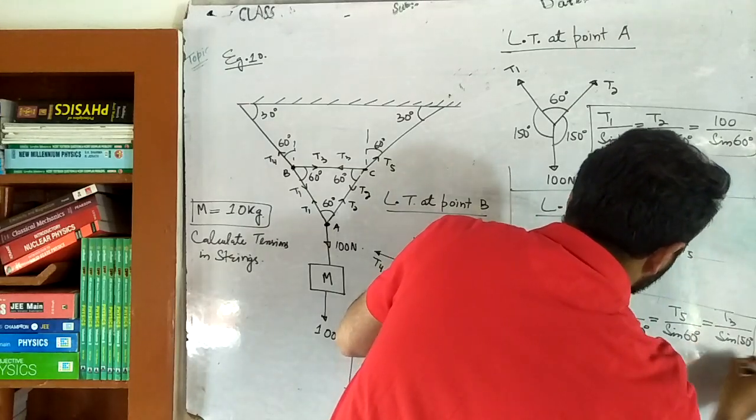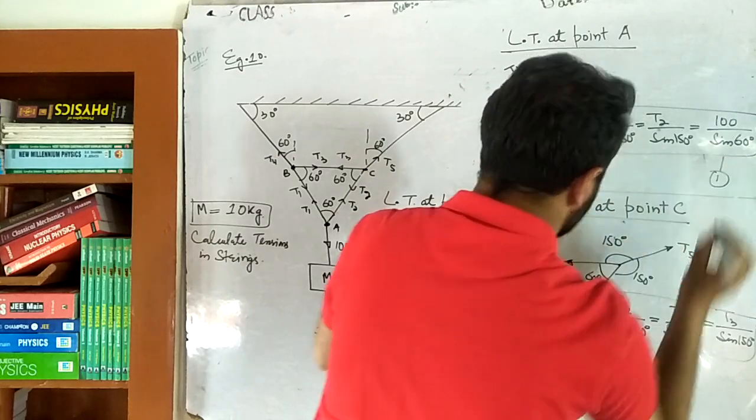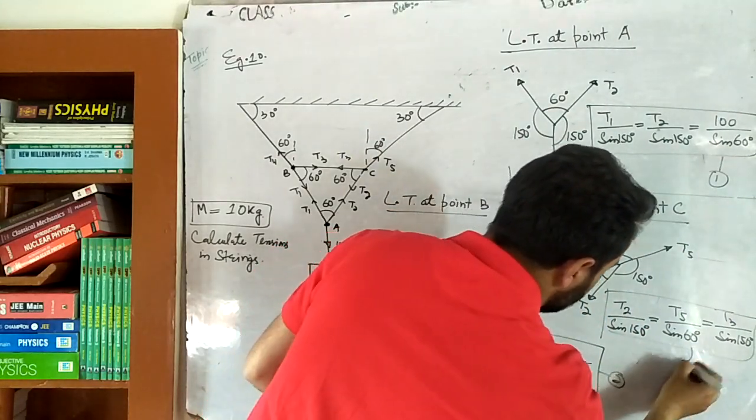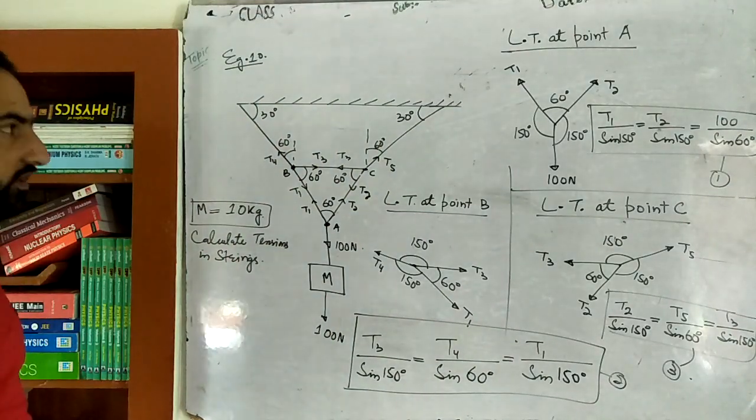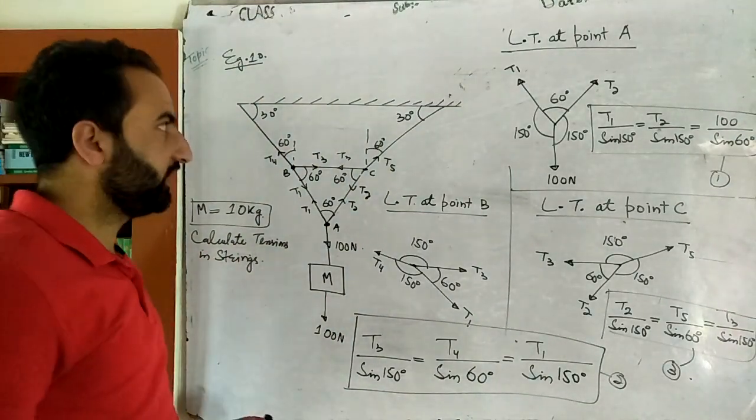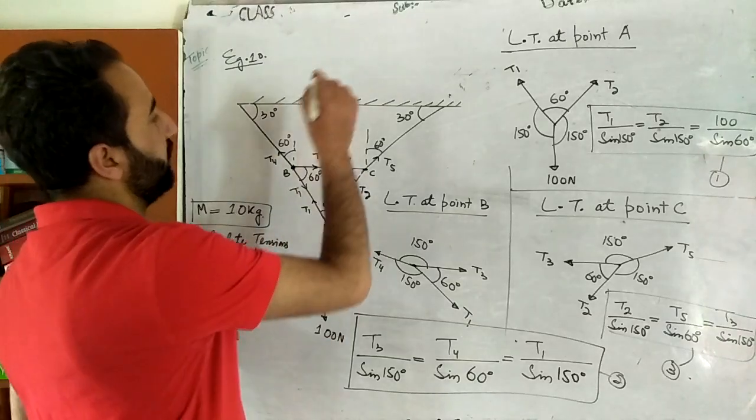Okay, so start with equation number first. Solve equation number first, then try to solve equation number second, then find equation number third. You can calculate all the tensions in the strings. So finally we are done with Lami's theorem.